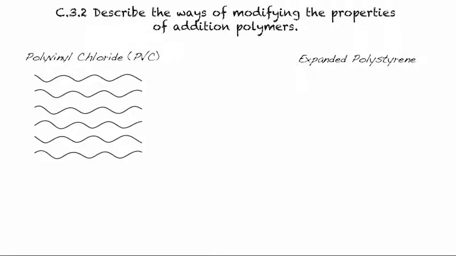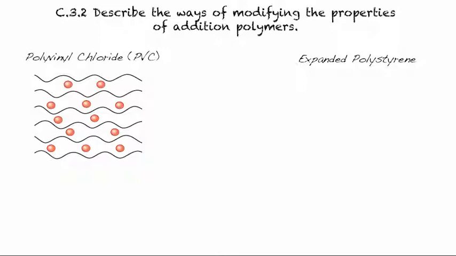So if we take a look at polyvinyl chloride, basically we have very long chains that can stack upon each other, so it's therefore very strong. That's why we use it in pipes. And if we want to soften that hardness, what we can do is add what we call a plasticizer in between them.